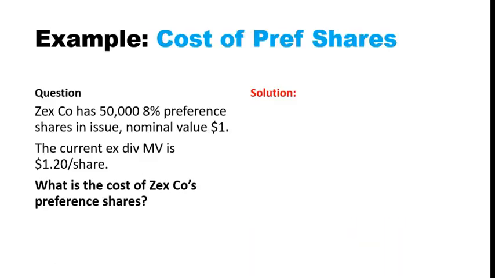So this example is actually going to be very useful. Zexco has 50,000 8% preference shares in issue, nominal value $1. The current ex-dividend market value is $20 per share. What is the cost of Zexco's preference shares?